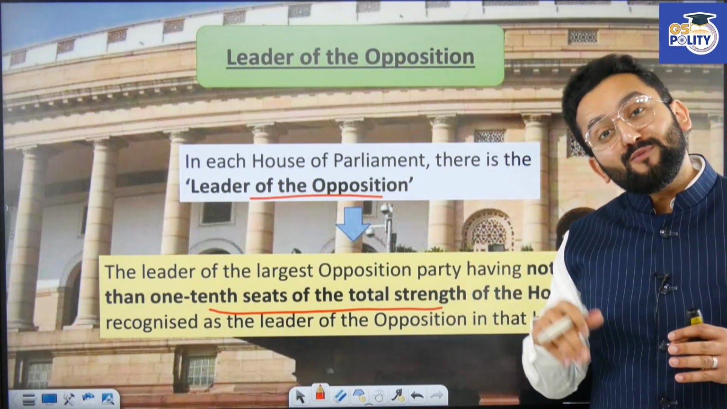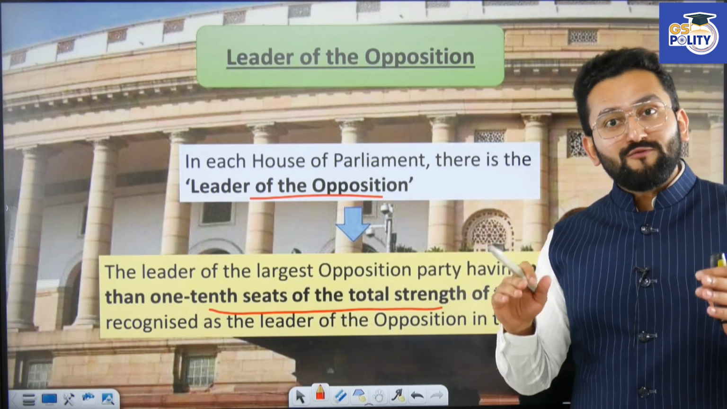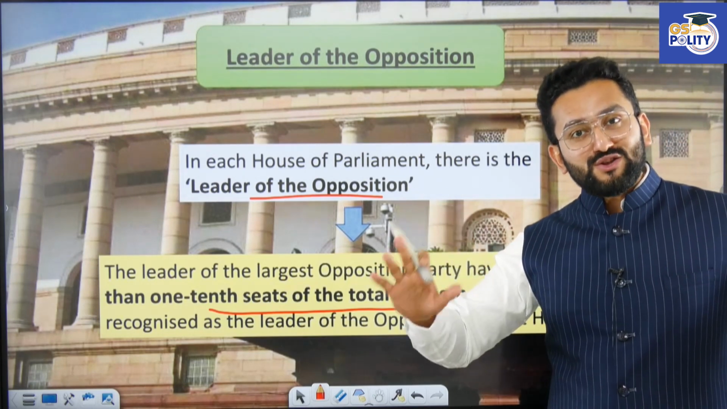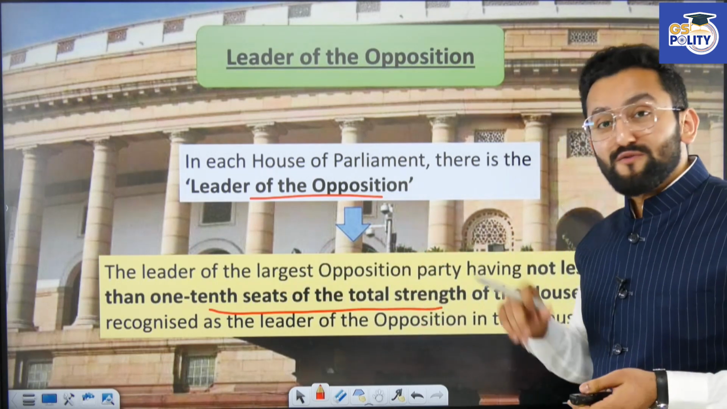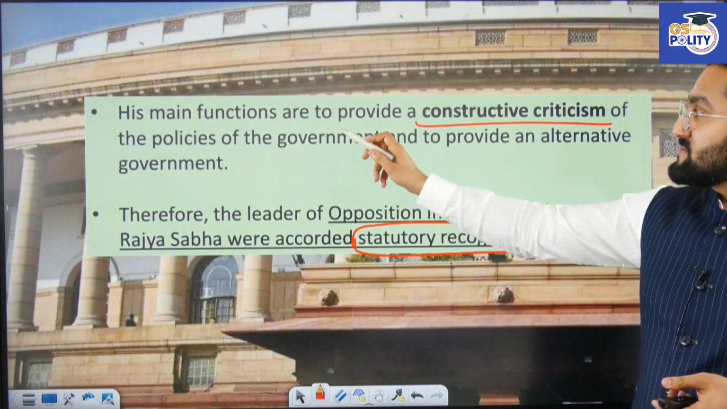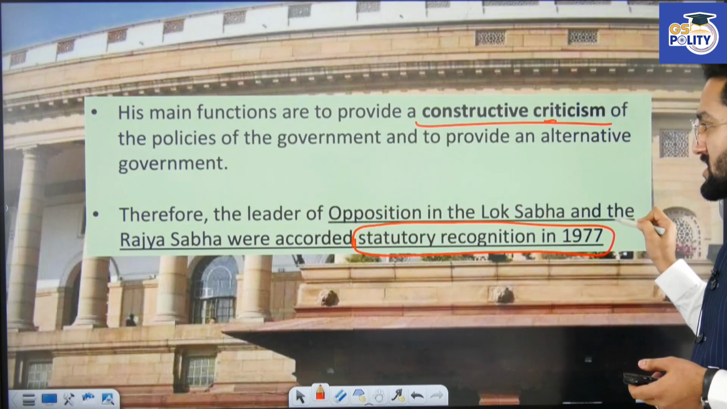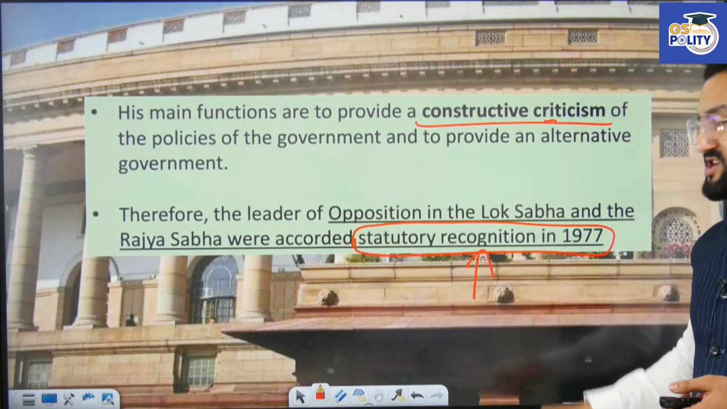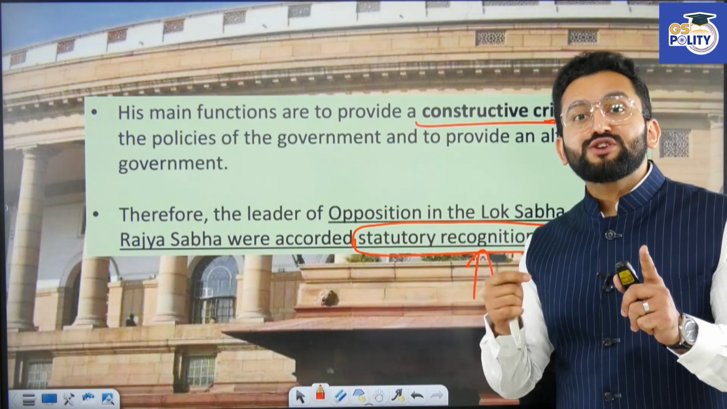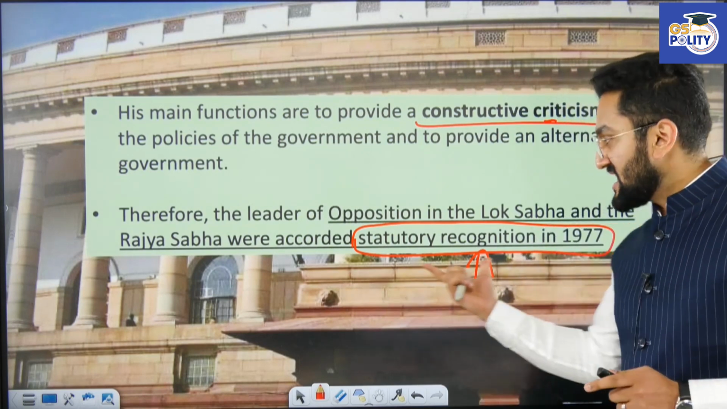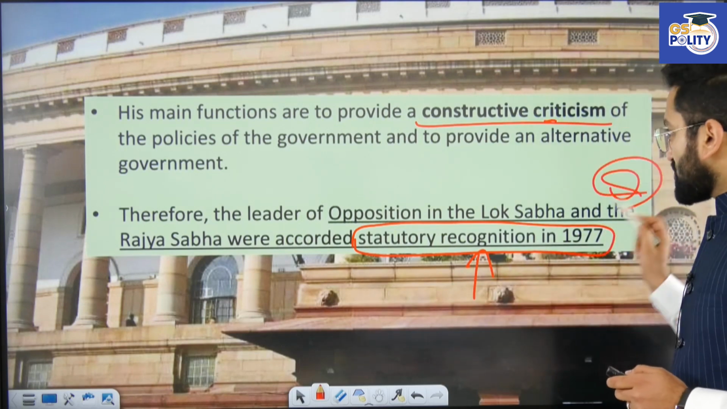And you should know that leader of opposition is also given the status of cabinet minister. Means leader of opposition is given a dedicated office, staff, bungalow and car, etc. Such is the importance of leader of opposition. His main function is to provide constructive criticism. Therefore, opposition in the Lok Sabha and Rajya Sabha were accorded statutory recognition. Please remember, leader of opposition is not a constitutional position. Okay, it is given a statutory recognition by the Parliament itself. Clear? So there can be a scope of question here.